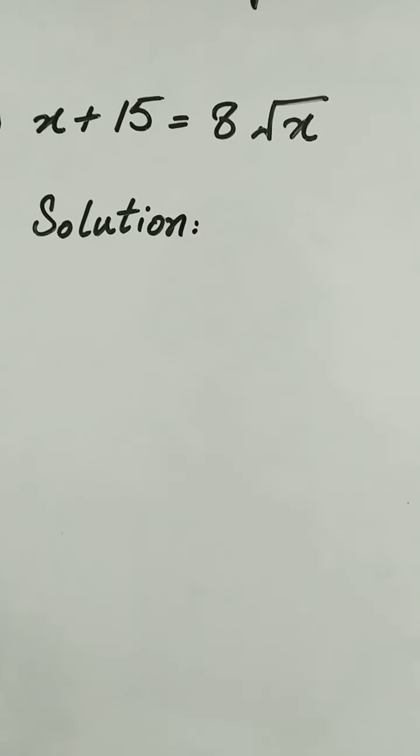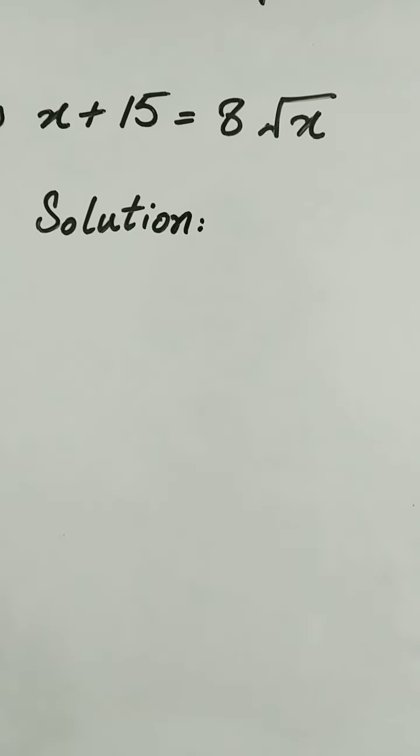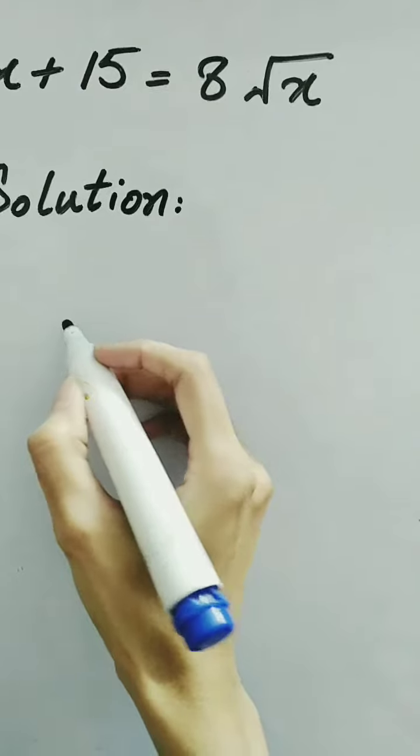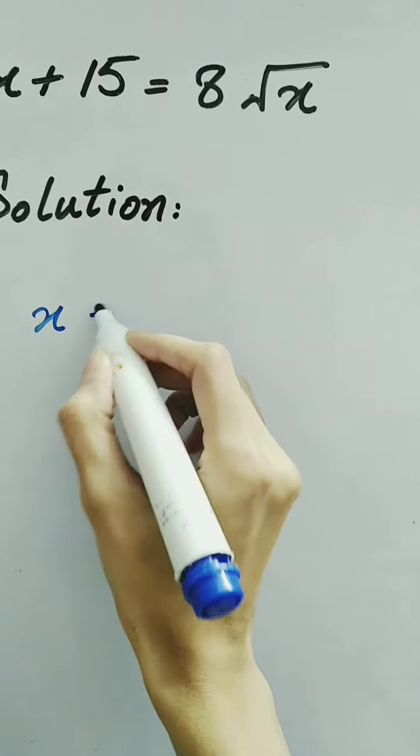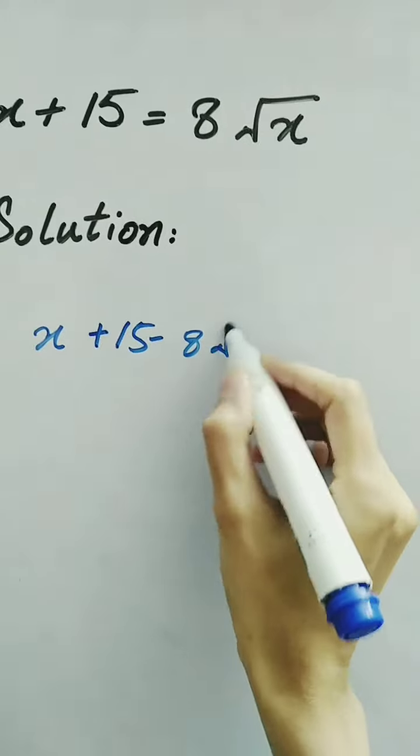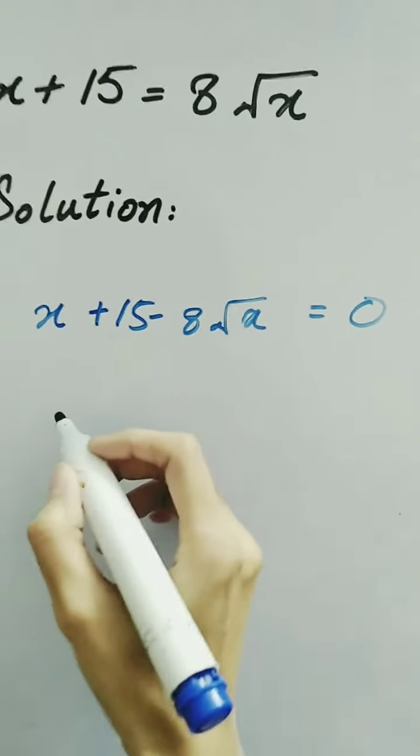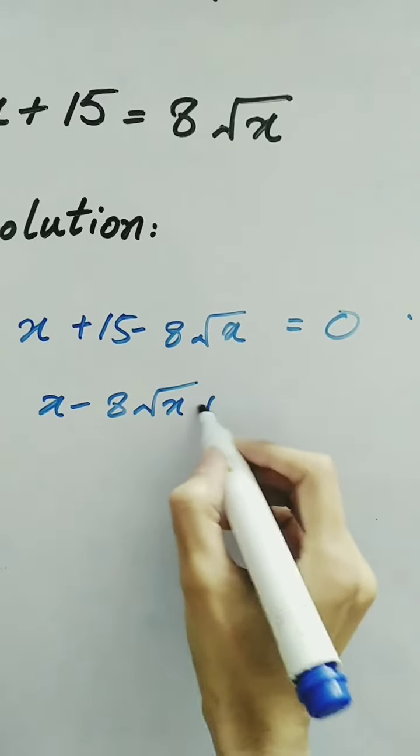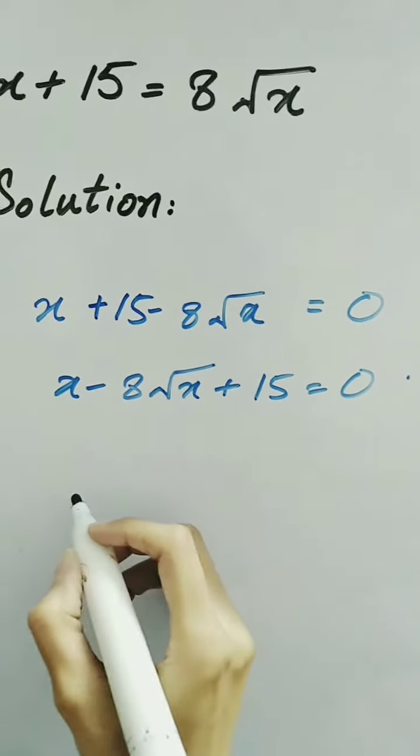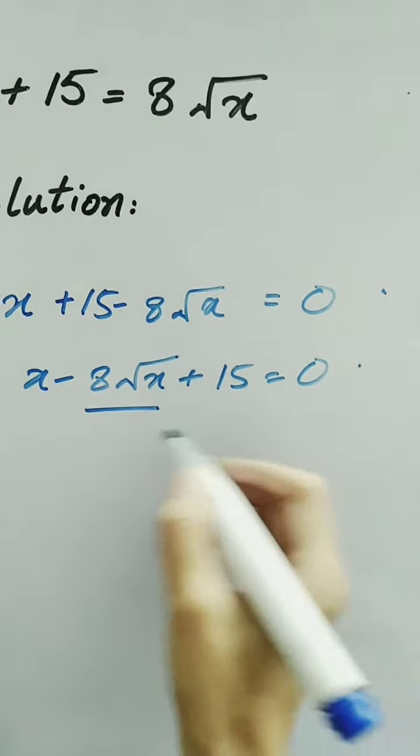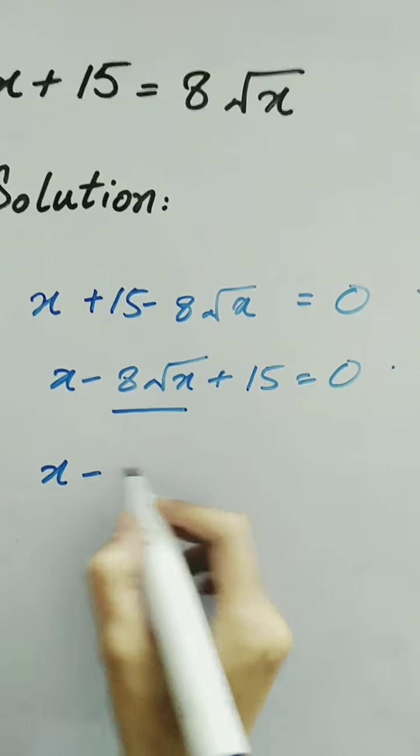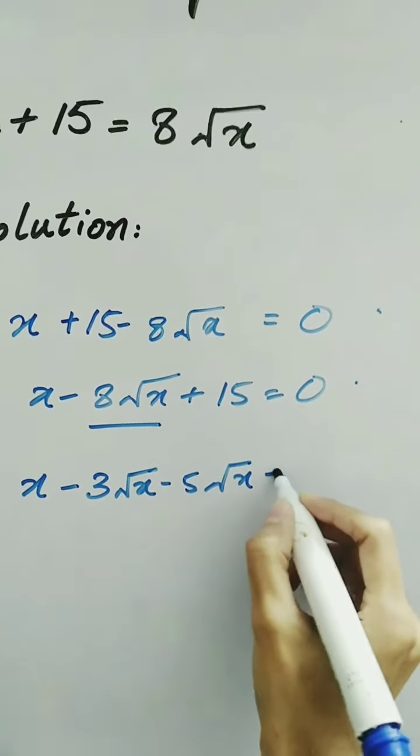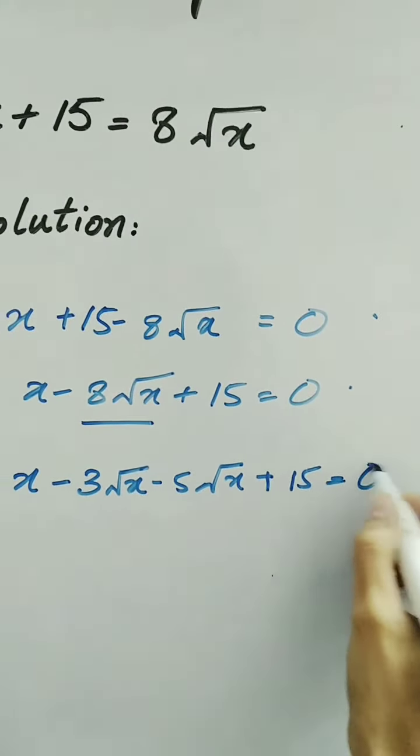Look at another question here, in which the equation is given in the form of x plus 15 is equal to 8 root x. First we take all the terms on the one side, and we have x plus 15 minus 8 root x is equal to 0, or we can write it as x minus 8 root x plus 15 is equal to 0. By breaking these terms, in order to get the factors, we can break it into minus 3 root x and minus 5 root x, which is equivalent to minus 8 root x.